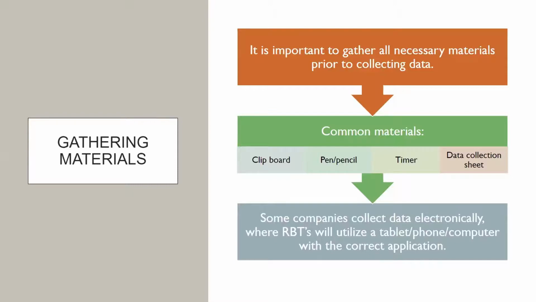Some common materials that are used during data collection are a clipboard to keep all your papers in one place so you have quick access to them. A pen or pencil are the best writing utensils to use for data collection. A pencil is highly recommended just in case you make a writing error so you can erase. It is important to write clearly when recording data so others can read it, such as a behavior analyst.